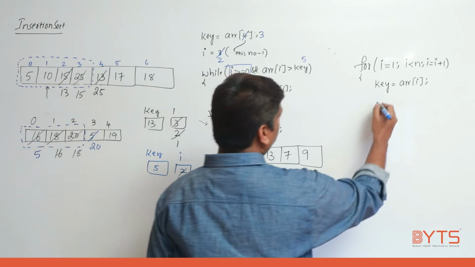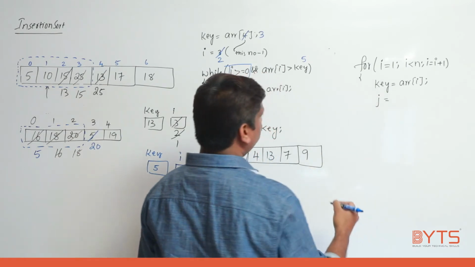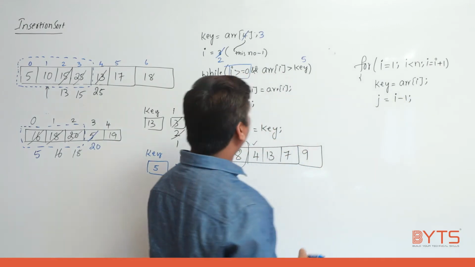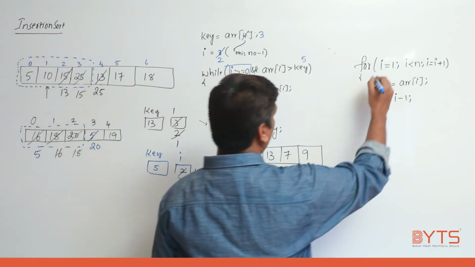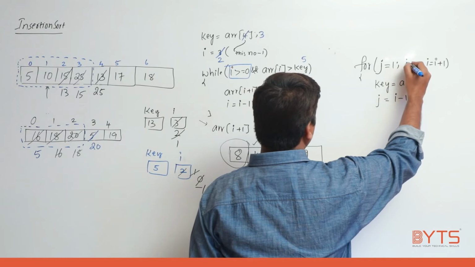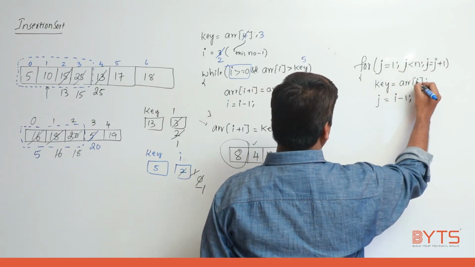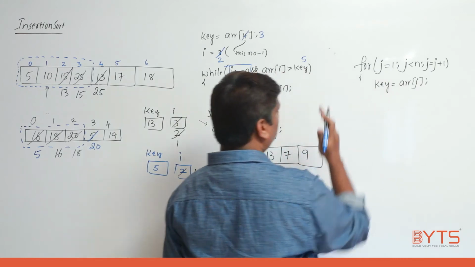Next, what should I do? J is equal to I minus 1. Let me take J here so that you will not get any confusion. Here J, J, J, J. So this will be what value? J. Okay, ARR of J.